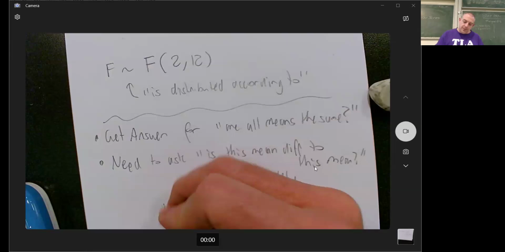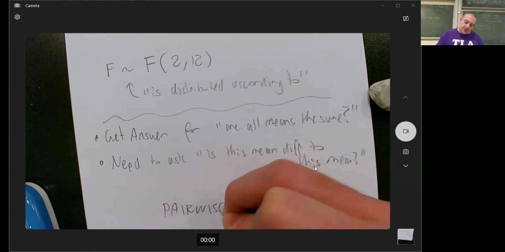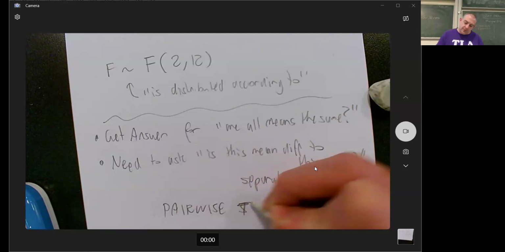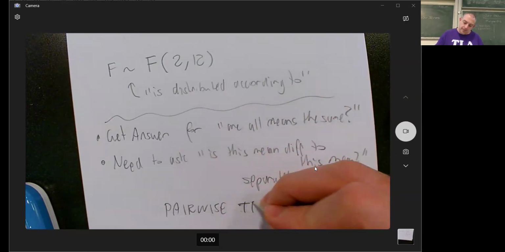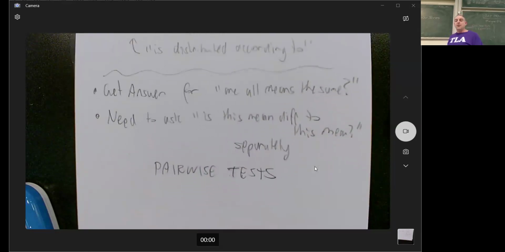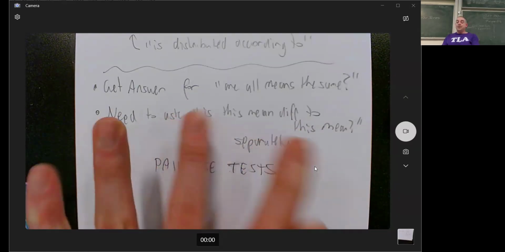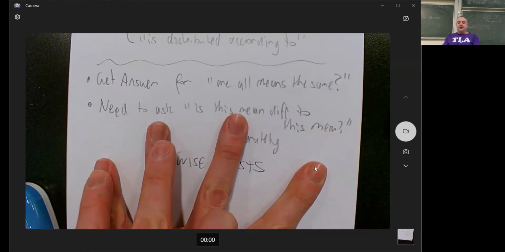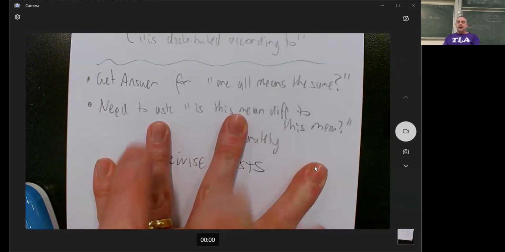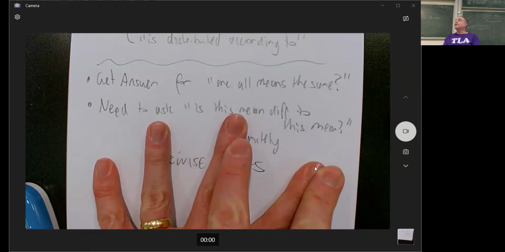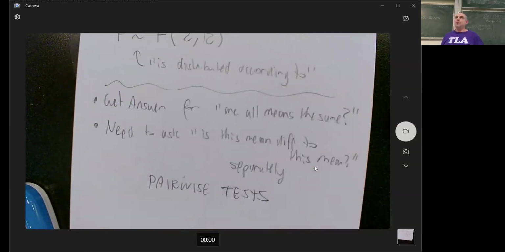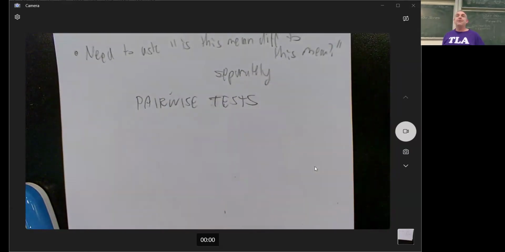These things are called pairwise tests. And so if there's three of them, then there's three pairs. Are these two different? Are these two different? Are these two different? If there's four of them, then there's six pairs. These two, and these two, and these two, and these two, and these two, and these two. And the more of them you have, the more of them there are, but faster. It goes up very quickly. It goes up in a quadratic sort of way.